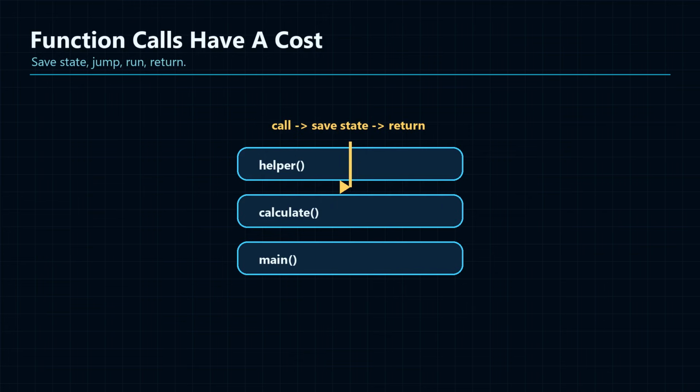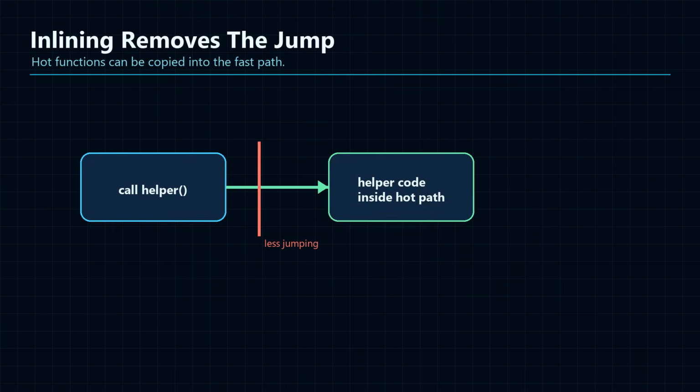When you call a JavaScript function, the machine does not see a magical function. It sees something closer to a subroutine. Save the current state, jump to another section of code, pass data, then return. Modern JavaScript engines try to reduce that cost. If a function is called again and again, the engine may inline it. Instead of jumping away, it copies the useful work into the hot path.